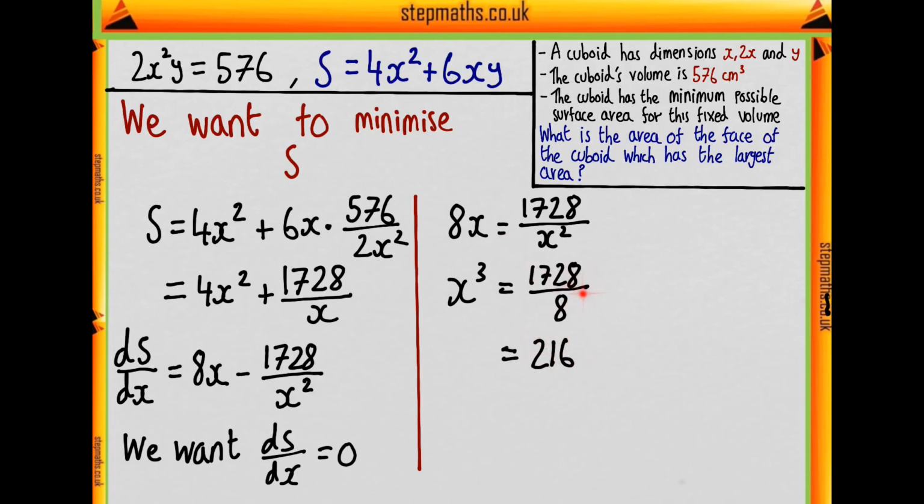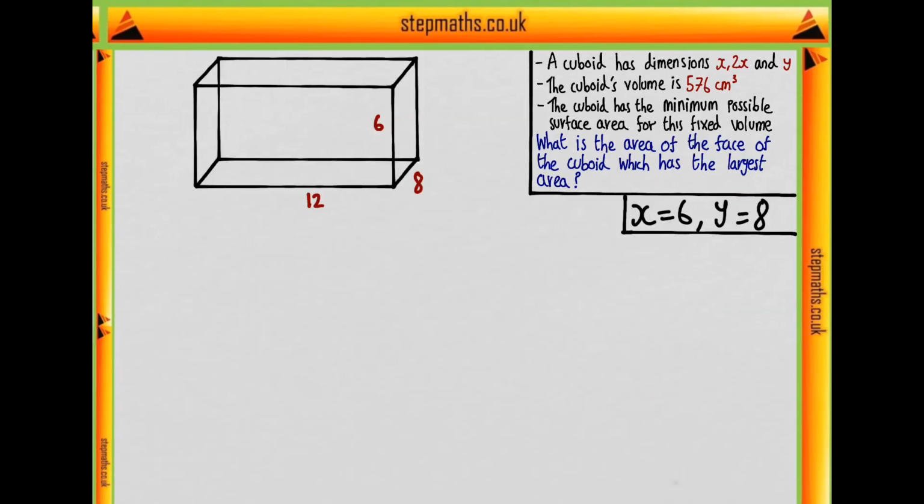Now, this is a bit of a pain to do, but if you got this number at the end, it's very reassuring, because this number's lovely. It's a cube number. It's 6 cubed. And so x must be 6. And if we put x equals 6 back into here, then we should be able to find y. Indeed, y equals 576 over 2x squared. So 576 over 2 times 6 squared, which is equal to 8. So now we know the dimensions of our cuboid, and we can almost get to our answer. So we've worked out x equals 6, y equals 8.